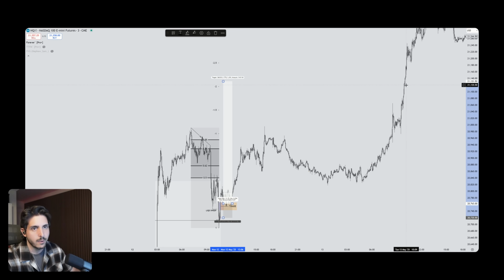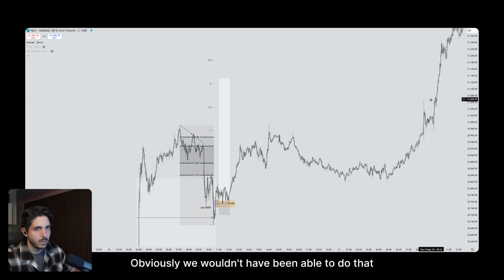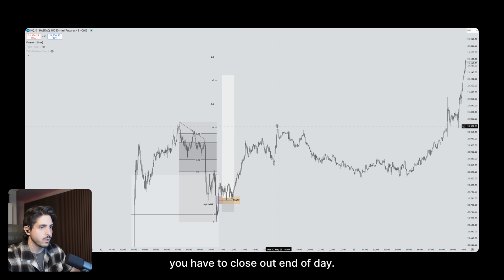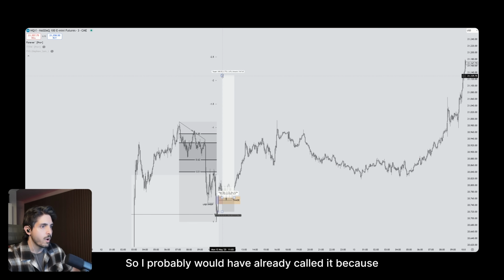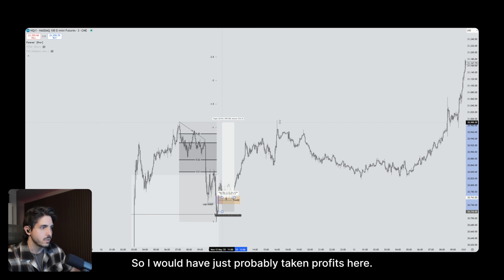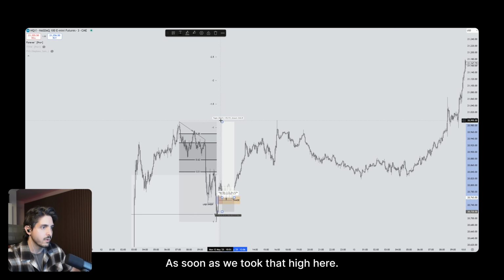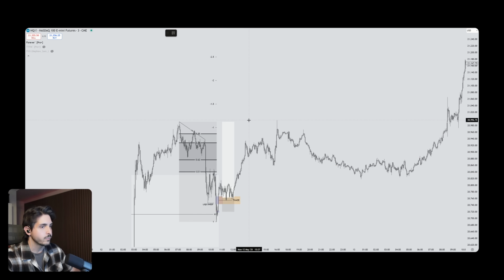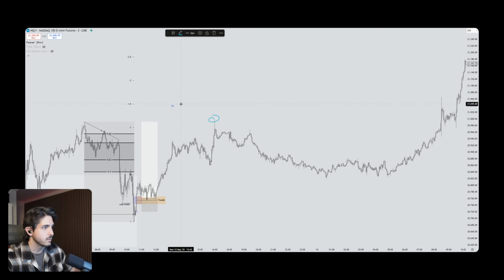which we do end up tagging here on Tuesday, May 13th, right? Obviously, we wouldn't have been able to do that because trading prop firms, you have to close out end of day. So let's see, 16, which is that's 3 o'clock. So I probably would have already called it because that's 10 to 3. So I would have just probably taken profits here. As soon as we took that high here, as soon as that high gets taken, which happens right here, I would be out of this trade only because of the time.